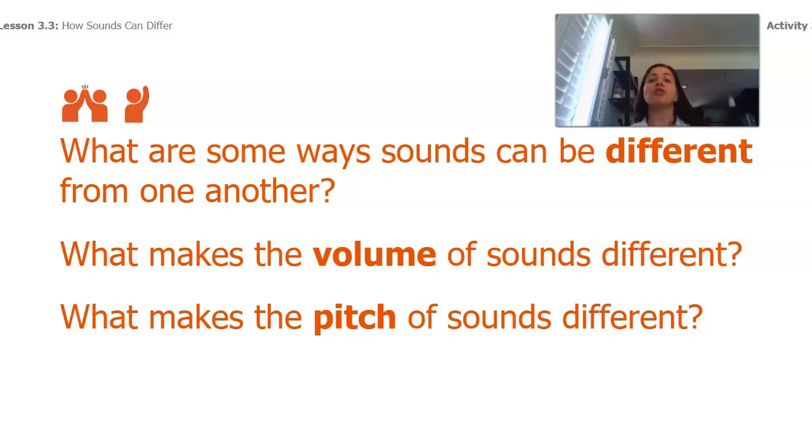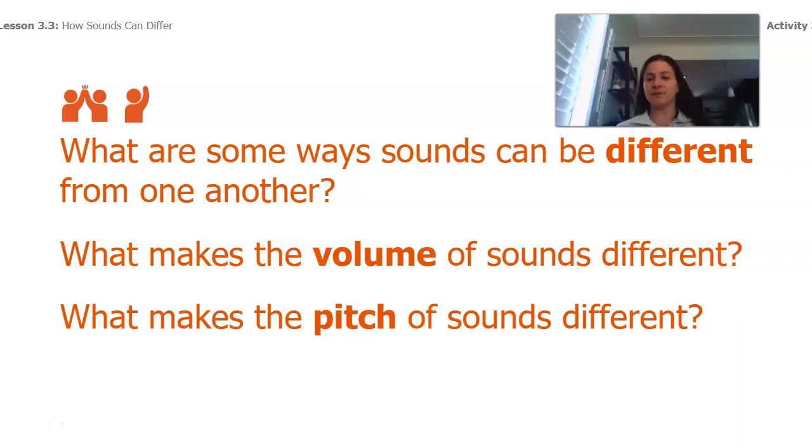Got a piece of paper, just write down in a couple words, what is it about the waveform that makes the volume different? And then I'm gonna have you do the same thing. What makes the pitch of sounds different? On a piece of paper, write down just in a couple words, what about the waveform makes the pitch different? And come back when you are ready.